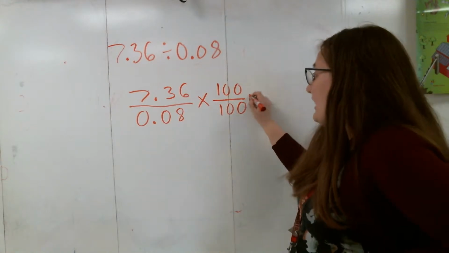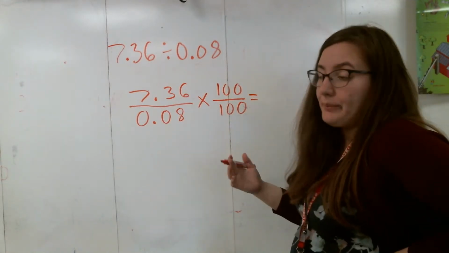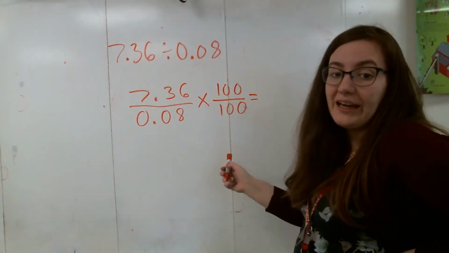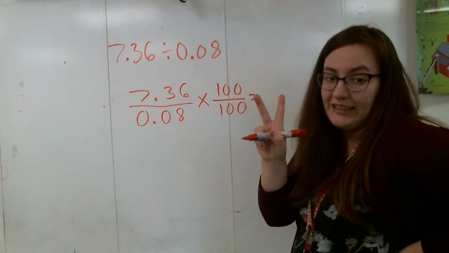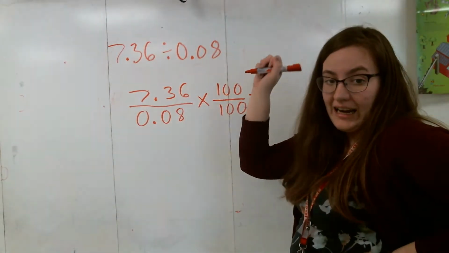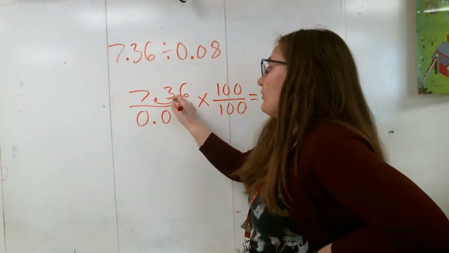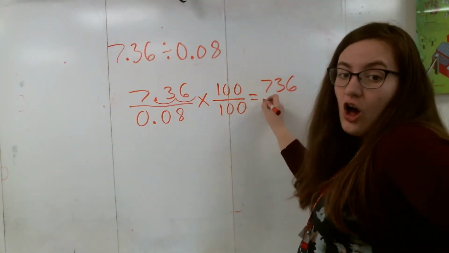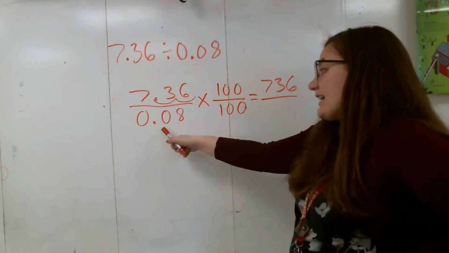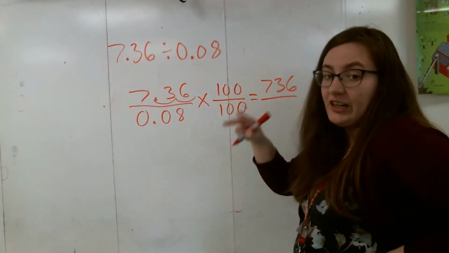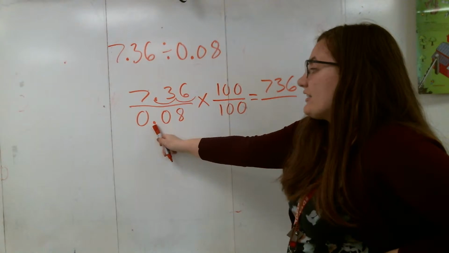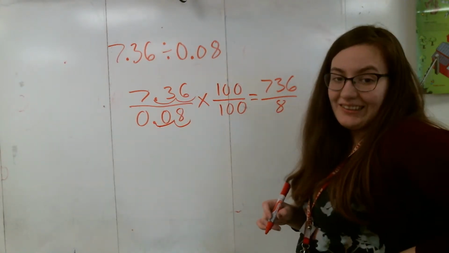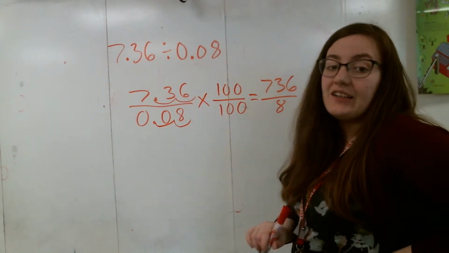So now I need to figure out what my new number is going to be. So if I have 7 and 36 hundredths here and I'm multiplying it by 100, that means I'm moving my decimal 2 times to the right because I am multiplying. So I'm going to move it over 1, 2, and that gives me 736 all over. And now again, I do 8 hundredths times 100. Again, I move it 2 times to the right. So I move it 1, 2, which leaves me with the number 8. So I have 736 divided by 8.